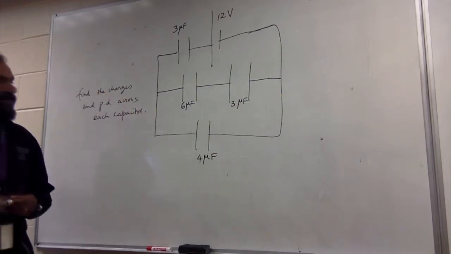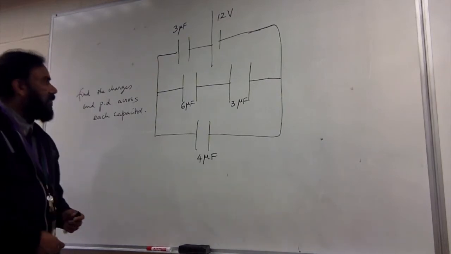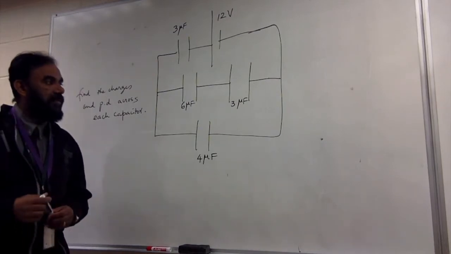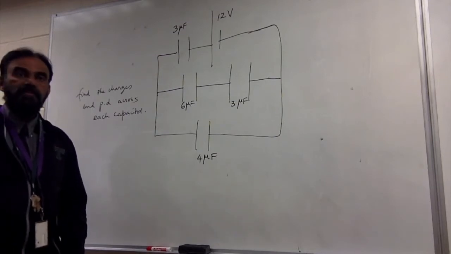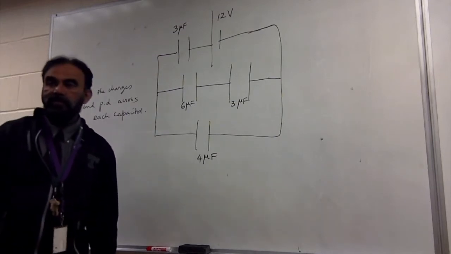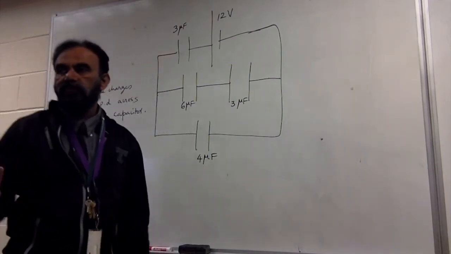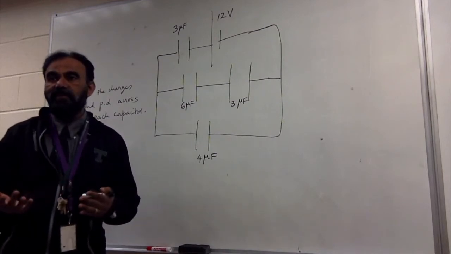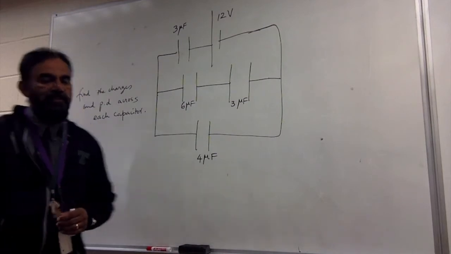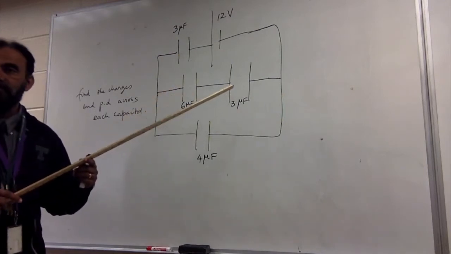So if you need to find out all the charges and all the voltage that is stored across all the capacitors, what do you need to do? The first thing you should do is look for a way to simplify the circuit. Find out, can you detect something in series or something in parallel? That's what you do first. So as you can see here very clearly, these two are in series. So what do you do?